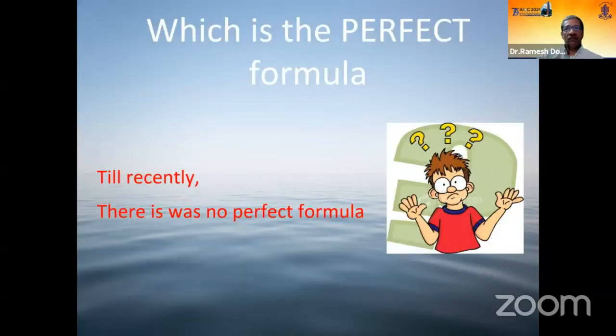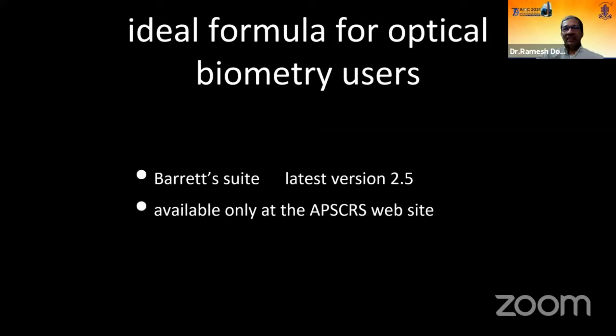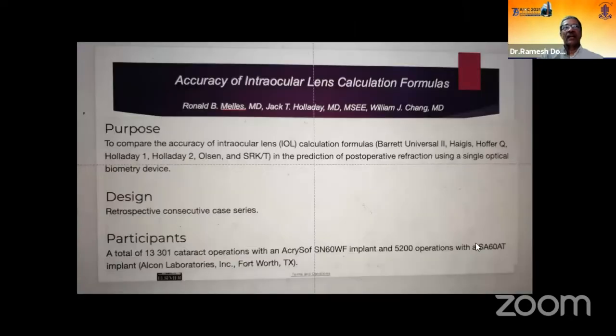So which is the perfect formula? Till recently, we had this confusion. But a wonderful study 2 years ago showed us that the ideal formula for optical biometry users was the Barrett suite of formulas. This was the Melles and co-author study. It's interesting to note that one of the co-authors is Jack Holladay himself.